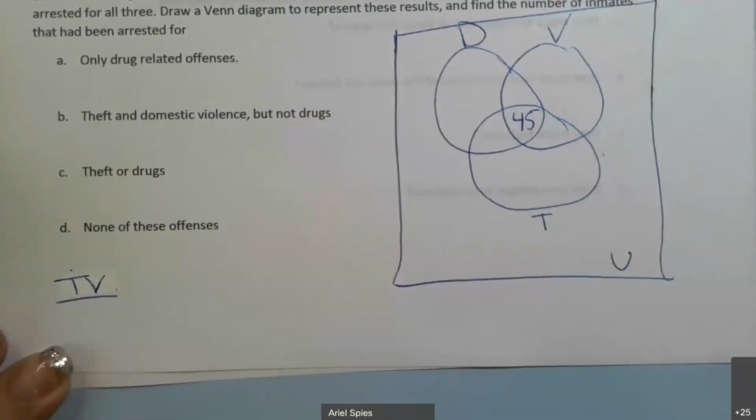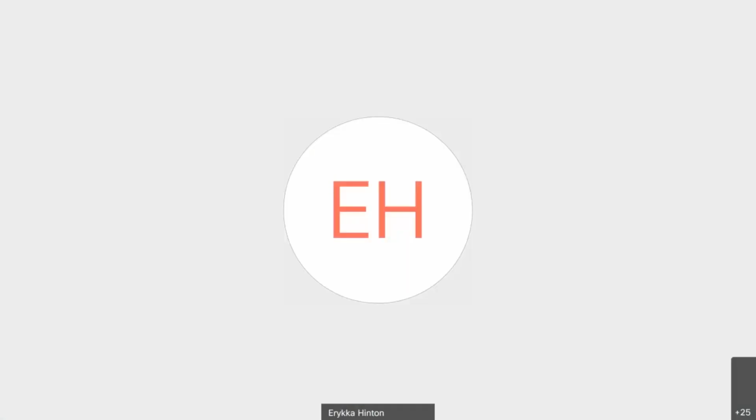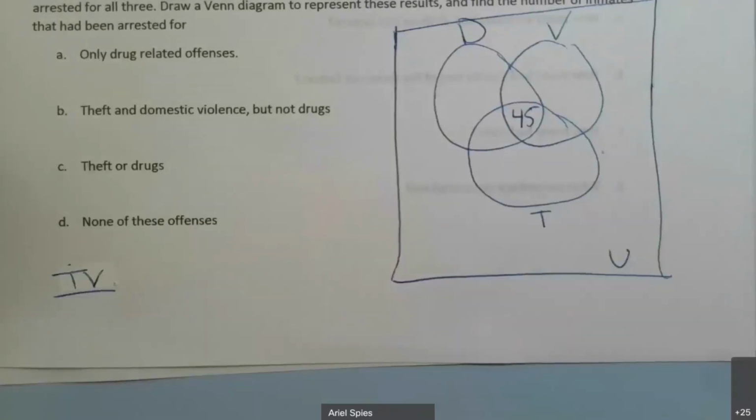I can't see, yeah. Because of the way the screen is set up, I see everybody at the bottom. I wasn't able to see your paper. Can you see it now? Yeah.